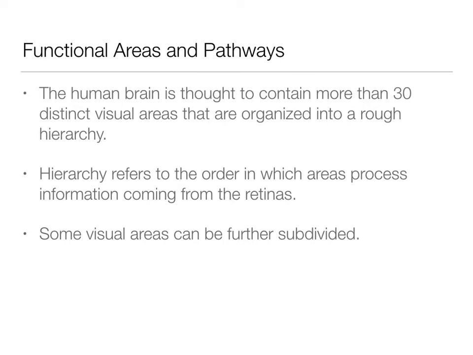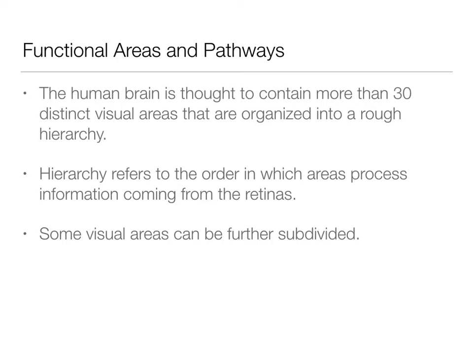There's thought to be at least 30 different visual areas in the brain, and they're organized into a kind of rough hierarchy. Your book goes into a lot more detail about some of this hierarchy than we're going to, and goes into more about the pathways and the modules as well. But there's this kind of rough hierarchy, where this comes first, and then this, and then this. Again, this hierarchy refers to the order in which areas process information coming from the retinas.